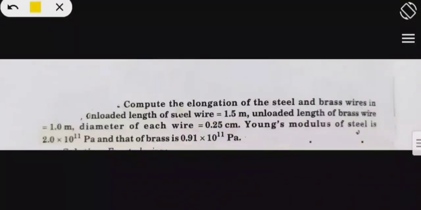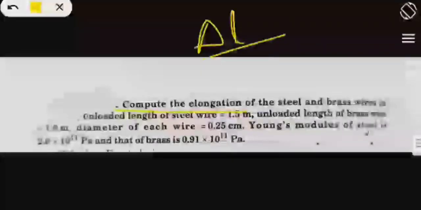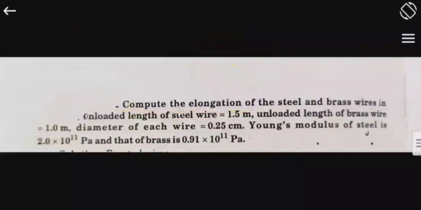So now let us see in detail. First, all of you draw this diagram. What we need to find, catch here: we have to compute the elongation. That means we have to find delta L in both cases. Let me draw the diagram so that you can draw it clearly.